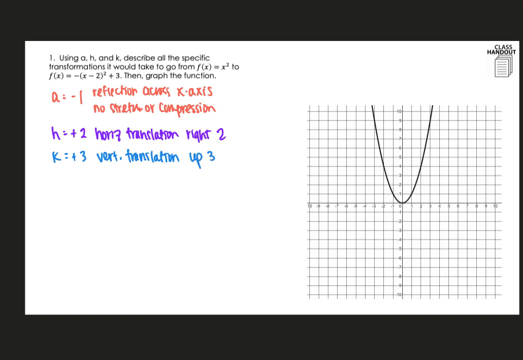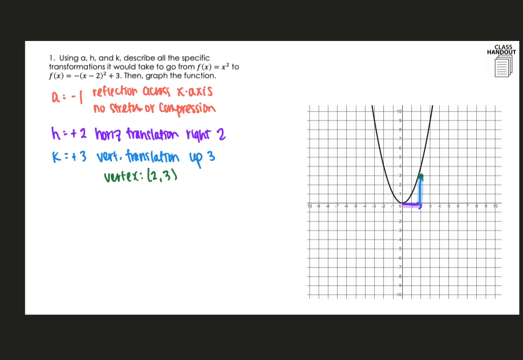Okay, so now let's go ahead and graph it. First thing we're going to do is plot our vertex. So we know our vertex is going to be 2, 3. We can also think of it in terms of a translation. So here's our parent function. From our parent function, we're going to translate right 2, 1, 2, and we're going to go up 3, 1, 2, 3. So that's going to be our vertex. So again, there's our translations, right and up, and we have our vertex.